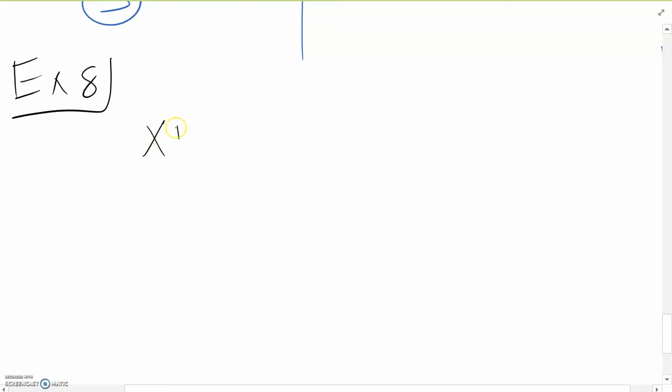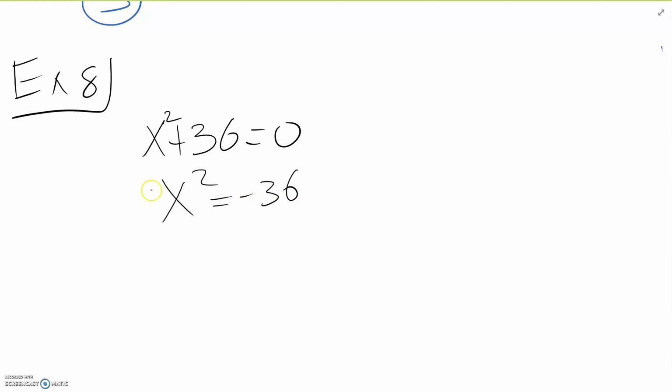where we have x squared plus 36 equals 0. Sorry, x squared plus 36 equals 0. This one is very similar. We're going to subtract 36 from both sides. And then I'm going to take the square root of both sides to solve for x.